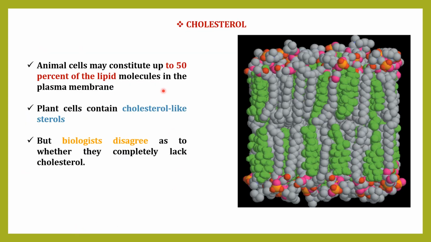The third group of lipids is cholesterol. Cholesterol is mostly present in animal cells, constituting up to 50% of the lipid molecules in the plasma membrane. Plant cells contain cholesterol-like steroids. However, scientists disagree as to whether they completely lack cholesterol.